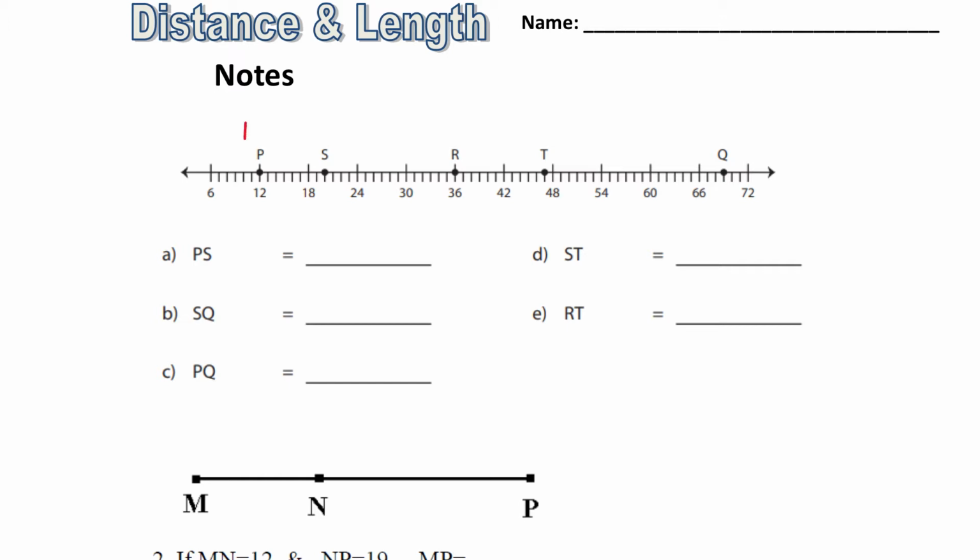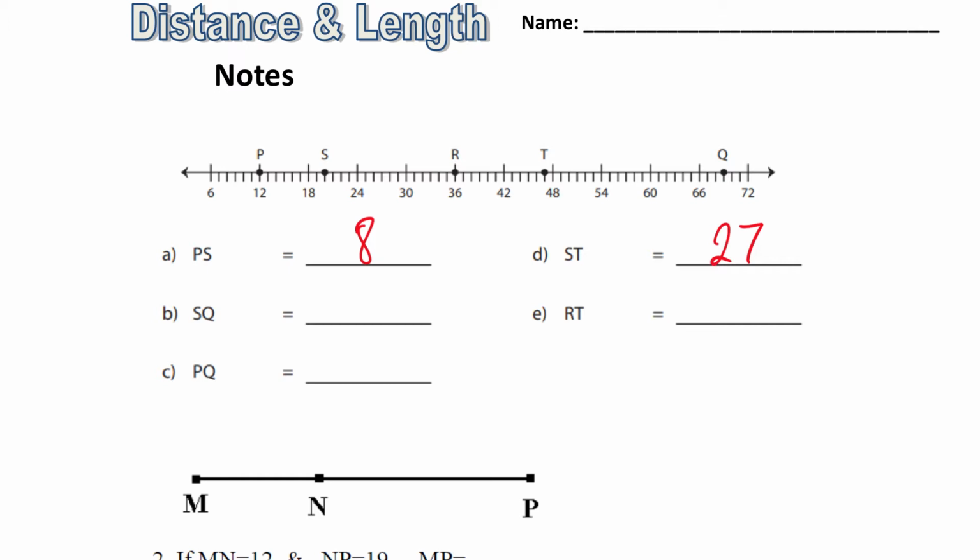All right, so P is at 12, and S is at 18, 19, 20, it looks like. So how far is it from 12 to 20? That is 8 units. All right, ST, so S is at 20. T is at 47, it looks like. So how far is it from 20 to 47? Okay, 27 units.